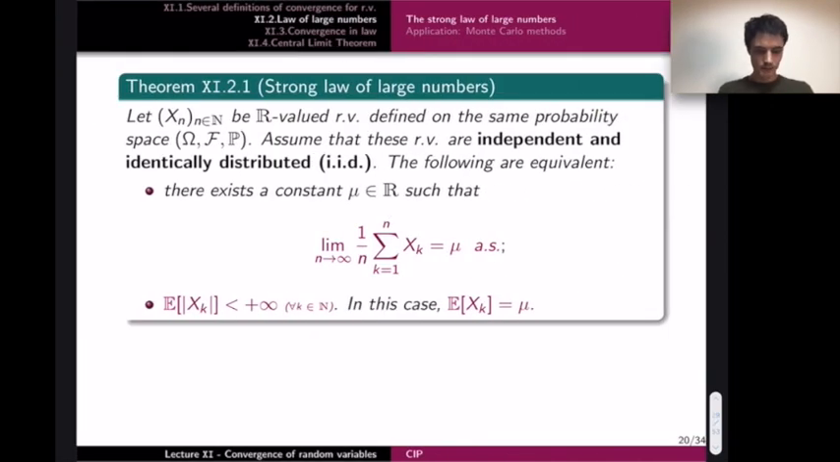So I will conclude this part with the strong law of large numbers. That's the first important theorem of this lecture. The second one will be the central limit theorem, and you will see that we will be able to prove a weakened version.